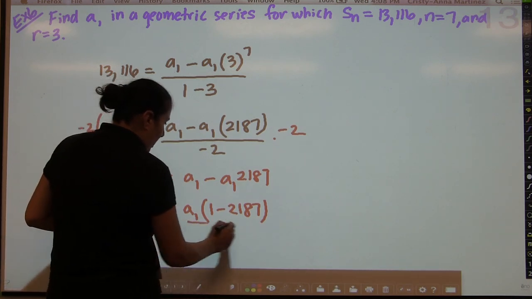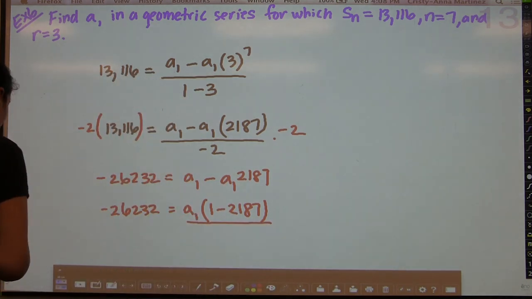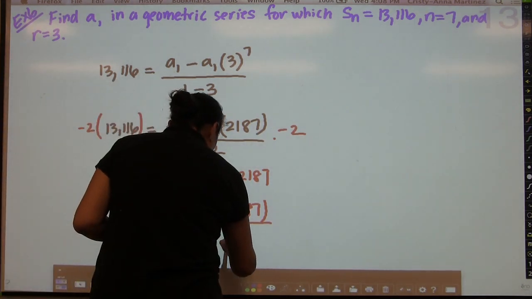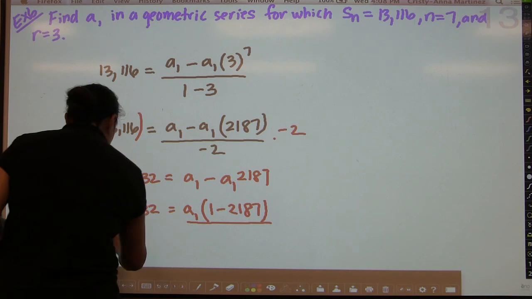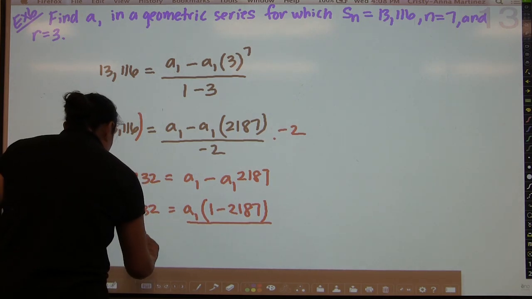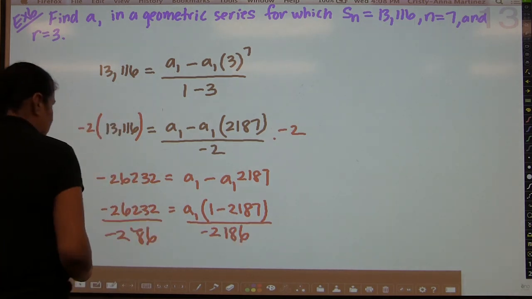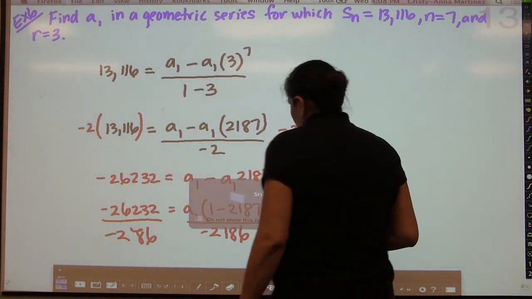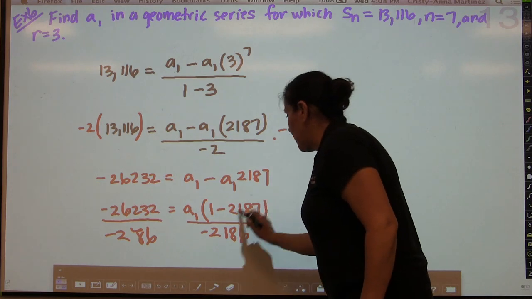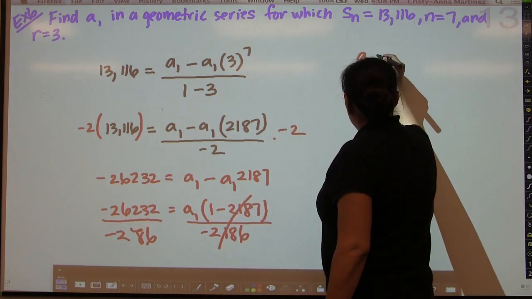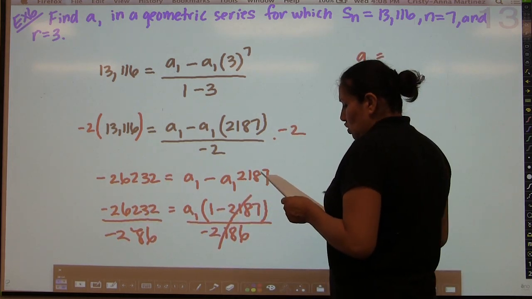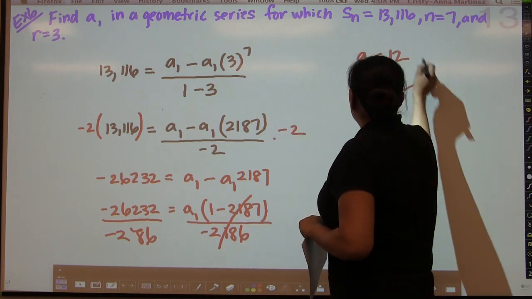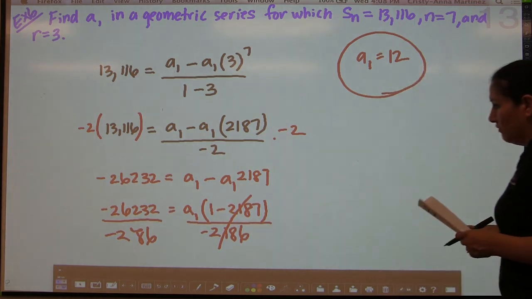And then we can divide, because 1 minus 2,187 is negative 2,186. So we want to divide both sides by negative 2,186. And when you do that, that will cancel. You will get that a sub 1 is equal to 12. And that's what they wanted us to find in the first place. Find a sub 1. We have, it is 12.